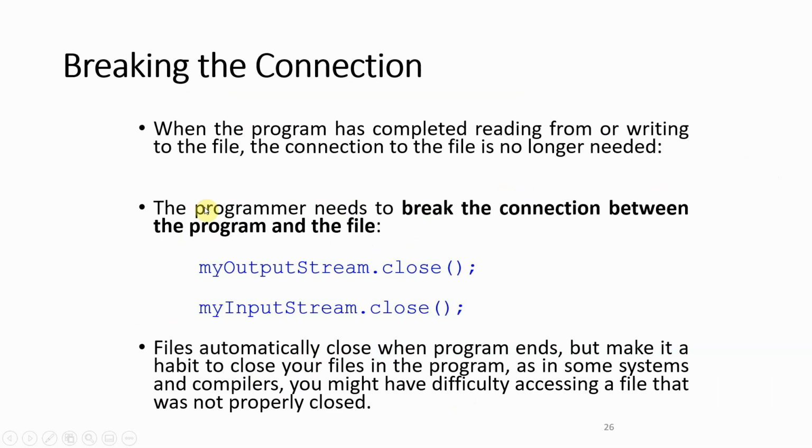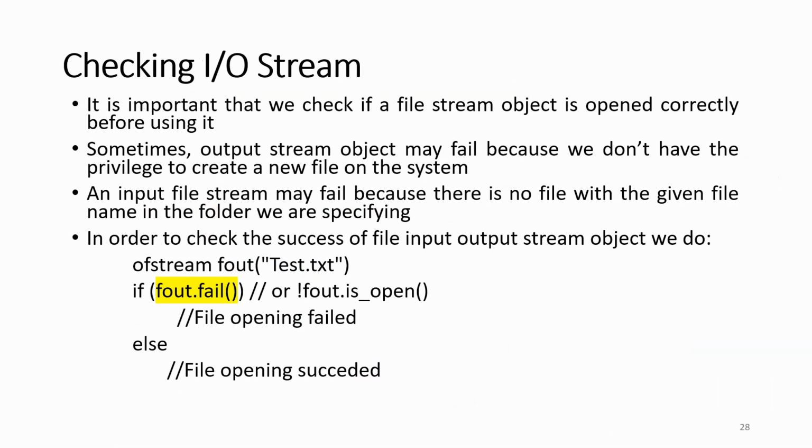There is another member function which is basically the opposite of that, just called fail. This is going to return true if the opening operation failed. So if this failed, it means that the opening operation wasn't successful. So you can either use fout.fail or you can use not fout.is_open. Both of them are the same. If this one returns true, this one returns false. If this one returns true, this one returns false.